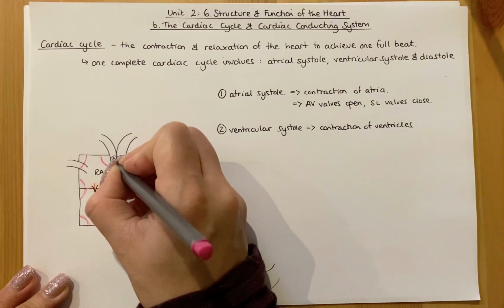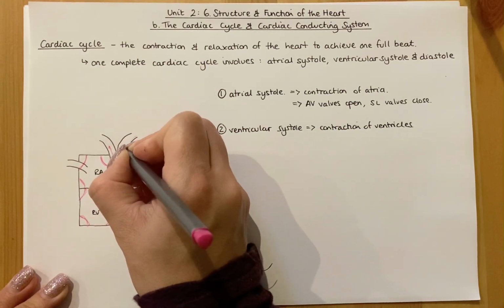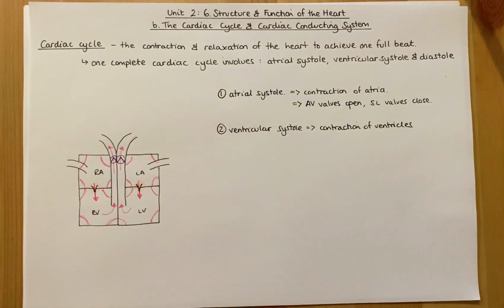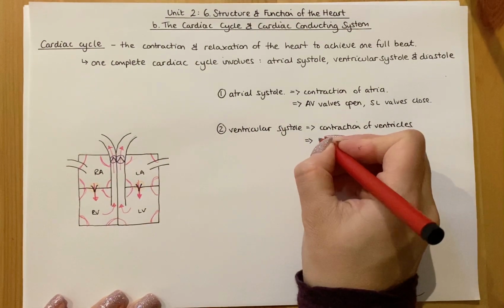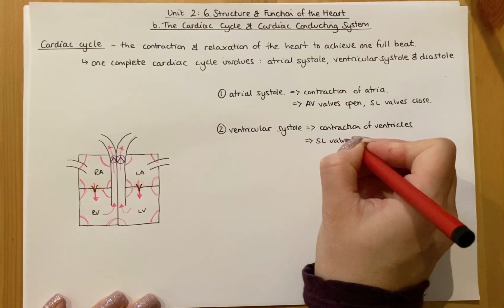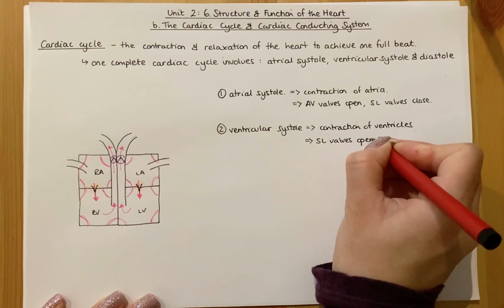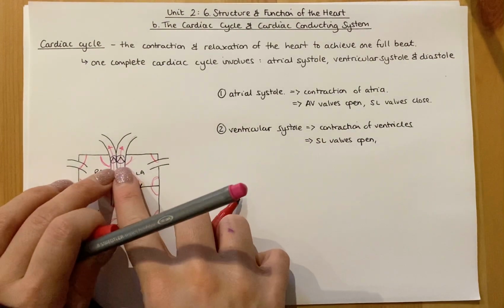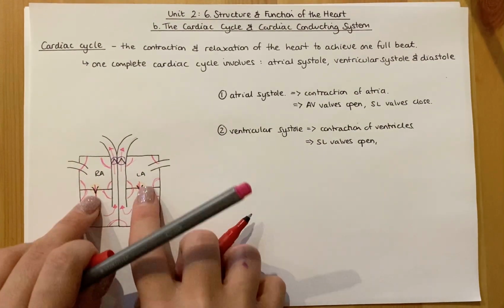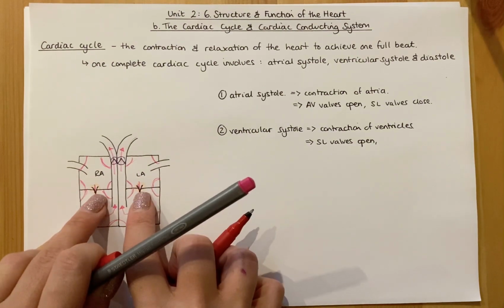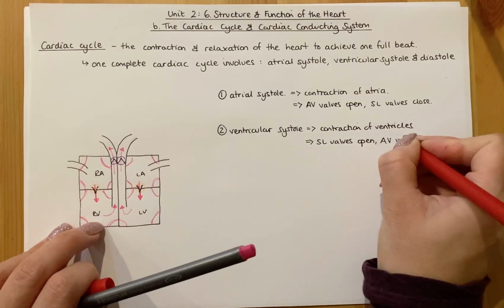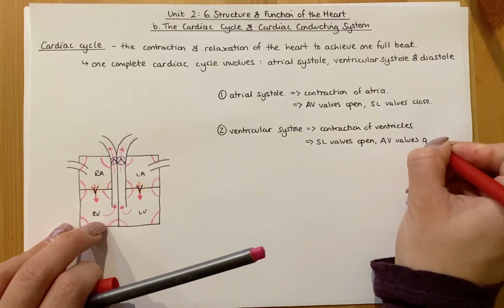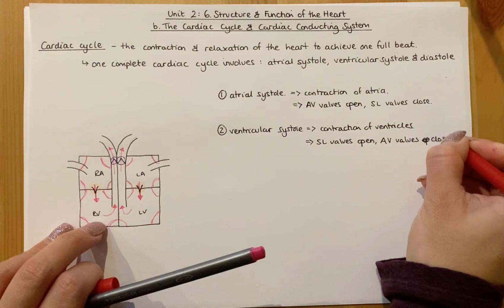When that blood is forced up and through these valves, those valves need to open. So in ventricular systole, these valves are the ones that open. These are the semilunar valves, so the SL valves are the ones that open. Because the SL valves are open, you don't want, when the ventricles squeeze, for that blood to be forced up into the atria again. So these AV valves need to close. When one set of valves is open, the other must be closed.